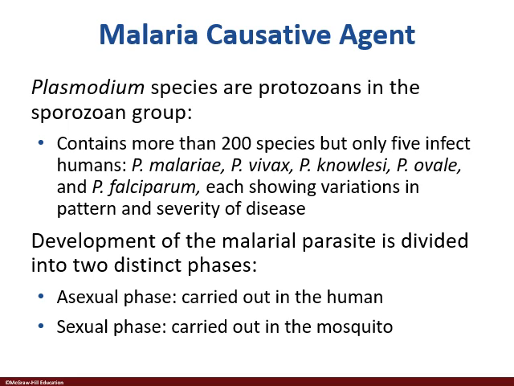What we know when we look at the life cycle of Plasmodium, we see that there are two phases, an asexual and a sexual phase. Asexual means binary fission. One Plasmodium splits, becomes two. Two split, become four, and so on.